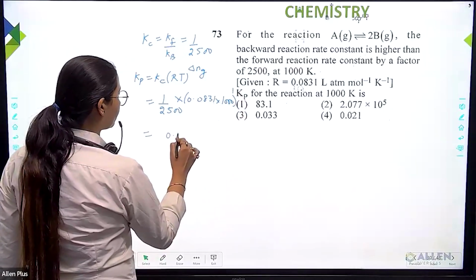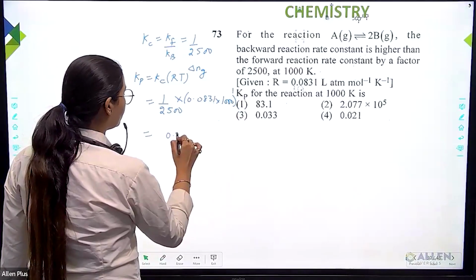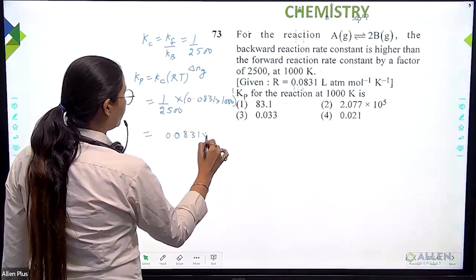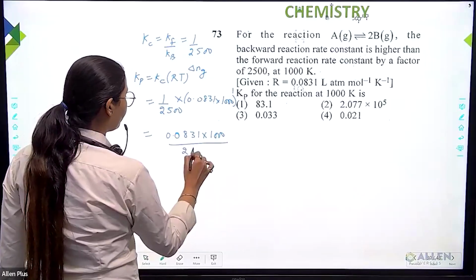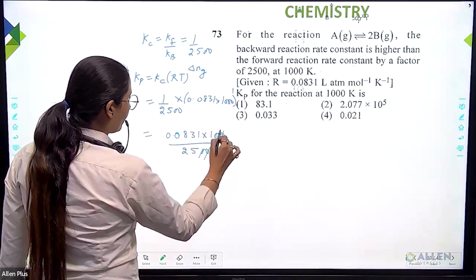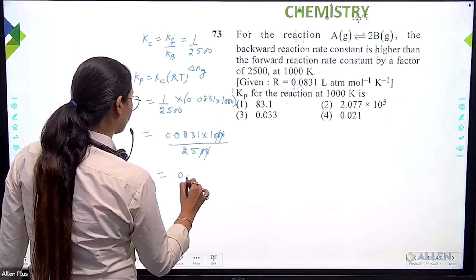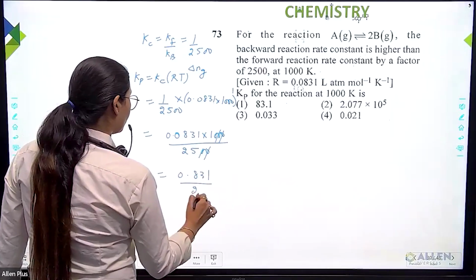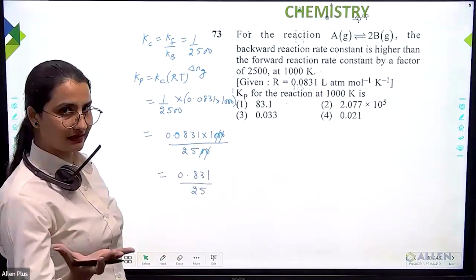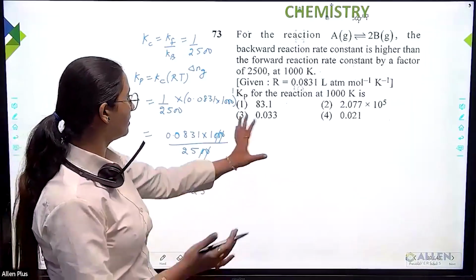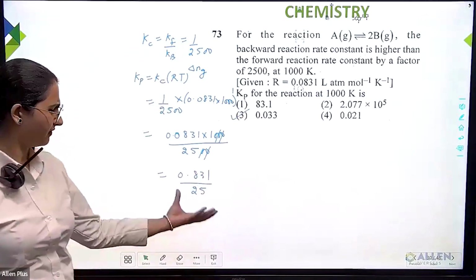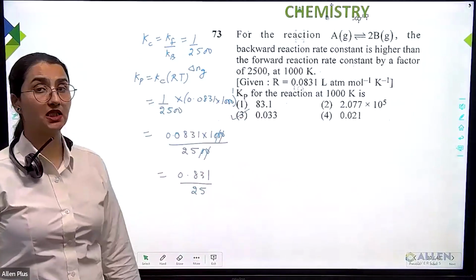When we solve this, 0.0831 into 1000 by 2500. So 25 threes are 75. It should be 0.03 like this. You'll solve this. You can solve. It will be option 3.